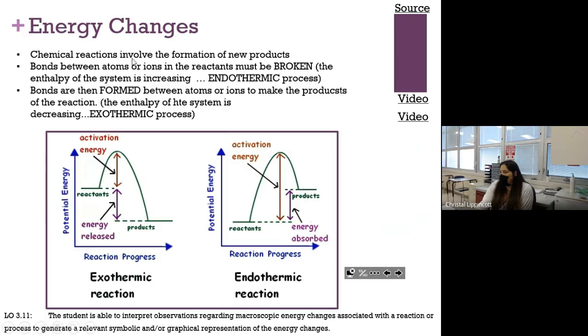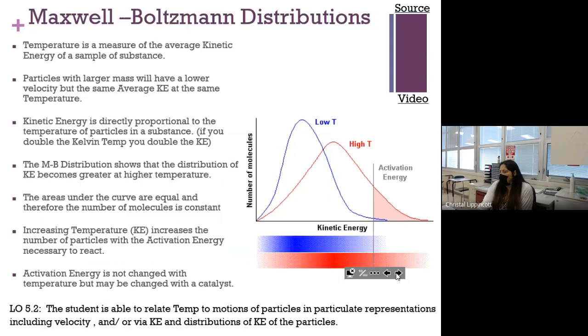Energy changes: chemical reactions involve the formation of new products. Bonds can be broken between atoms. And remember, in the reactants, bonds are broken, and bonds are formed in the products. So broken minus formed is going to give us our value. If that value is negative, it's exothermic. If the value is positive, it's endothermic.